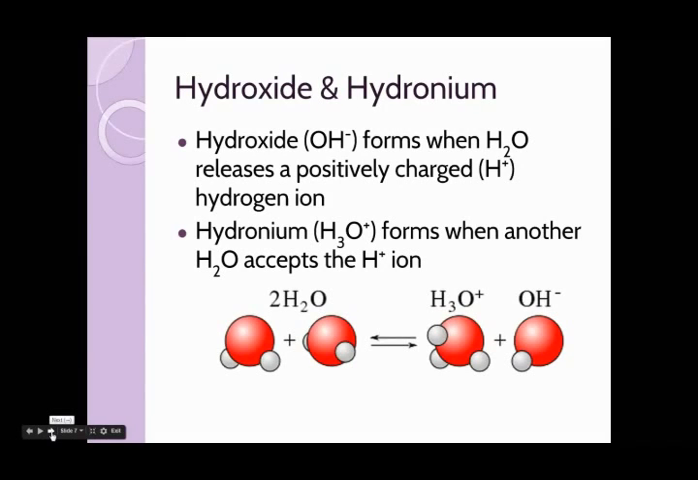So hydroxide is where it's just an oxygen and a hydrogen forming a molecule. It has a slightly negative charge. A hydrogen ion is released when water releases a positively charged hydrogen ion. Hydronium, H3O, forms when another H2O accepts that hydrogen ion, and it has just one more hydrogen ion in that molecule.